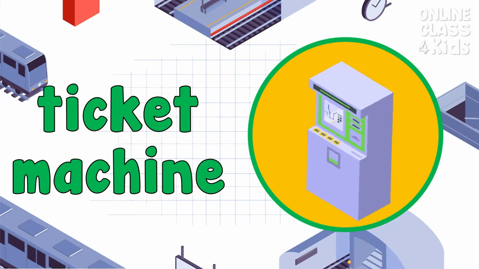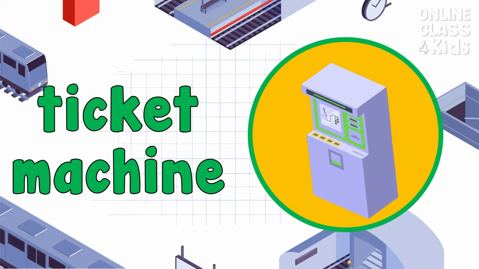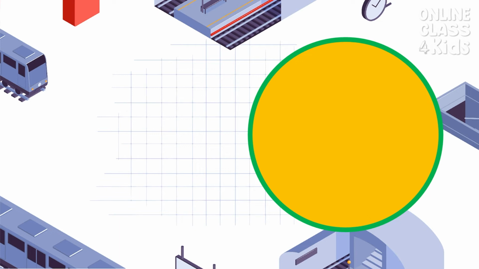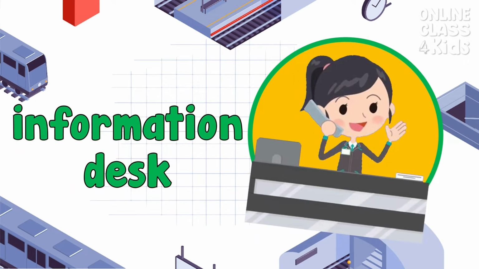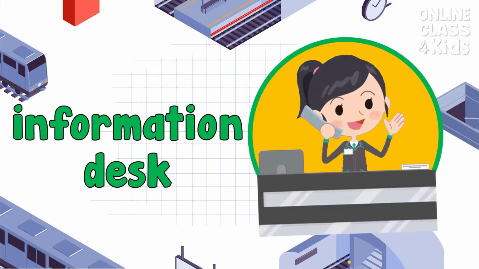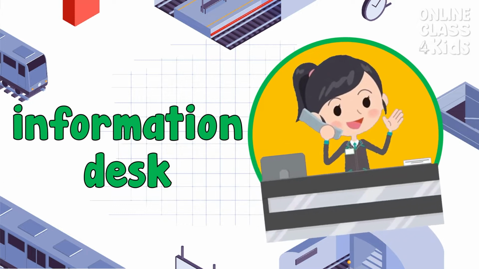Ticket machine, where you buy and get tickets. Say, ticket machine. Information desk, where passengers can get information. Say, information desk.